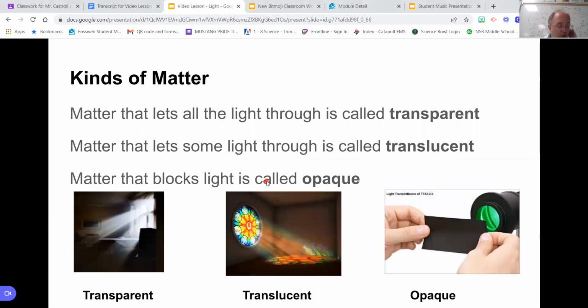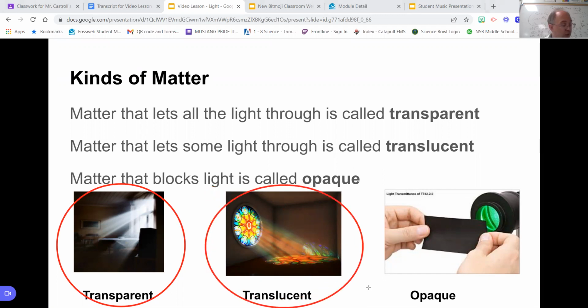When we talk about matter reflecting and refracting and transmitting and absorbing, there are three adjectives I want you to know. When light just goes through, transmits, we say that the substance is transparent. When light passes through, but only certain colors or some of the light passes through, we call that translucent. And when none of the light passes through because it's either all being reflected or absorbed, we call that opaque.